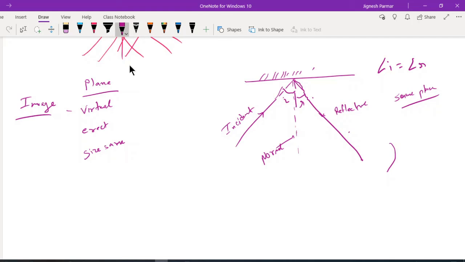Okay, so virtual means which is not real. Erect means upright, exactly, I am upright so the image is upright. But yes, there is a lateral inversion.